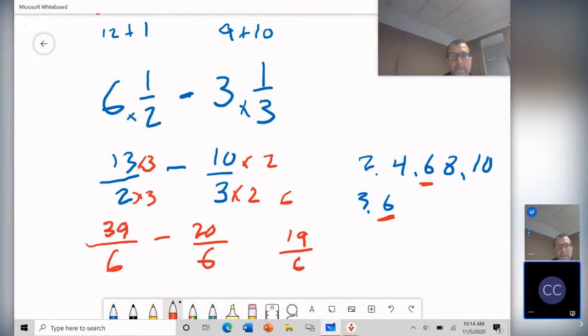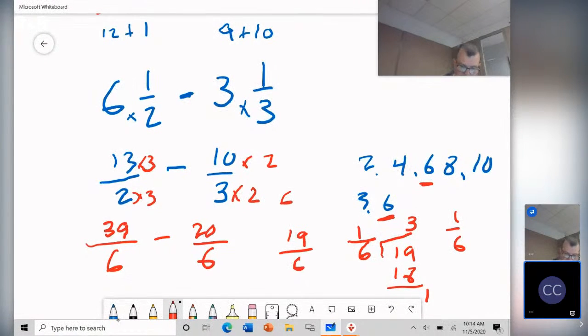Once again, you guys, we have an improper fraction because the top number is bigger than the smaller number. So what we're going to have to do is divide the 6 into the 19, and that's 3 times. 3 times 6 is 18, and 19 minus 18 is 1. And we're going to take that 1 and put it over this number. So this is going to be 3 and 1/6. So this is going to equal 3 and 1/6.